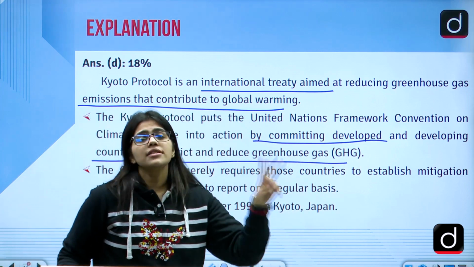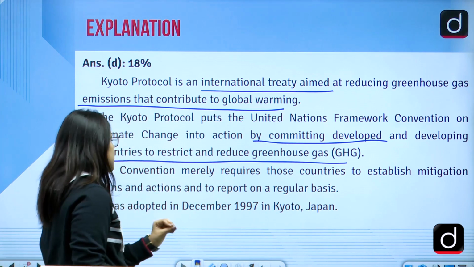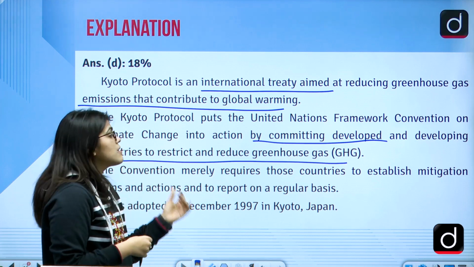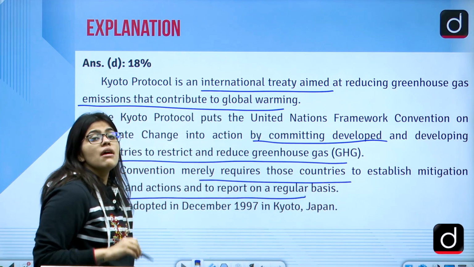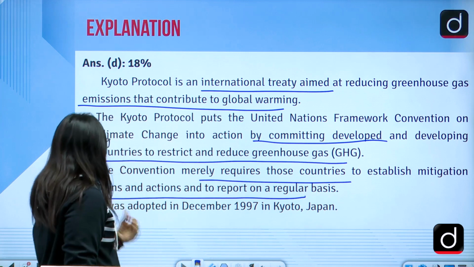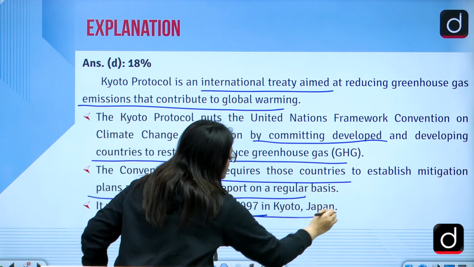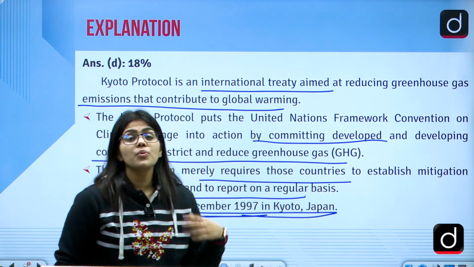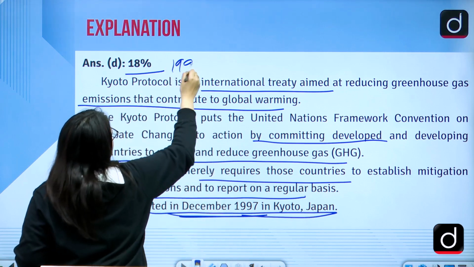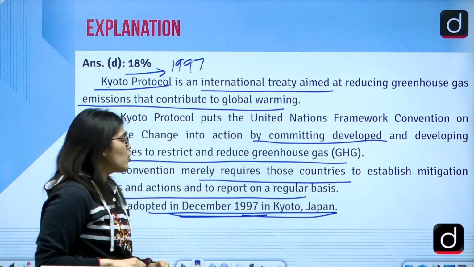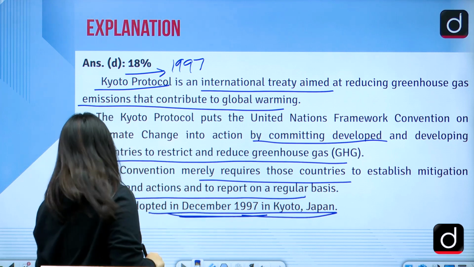So all the developed and the developing countries came together so that they will reduce the emission of greenhouse gases. The convention merely requires the countries to establish mitigation plans and actions and report on a regular basis and maintain temperatures. It was adopted in December 1997 in Kyoto, that is in Japan, when they decided to start with the Kyoto Protocol.